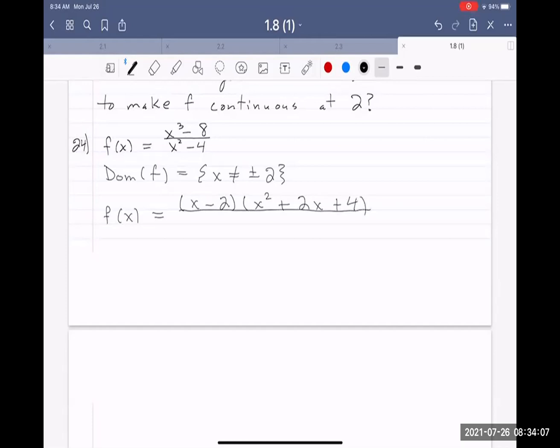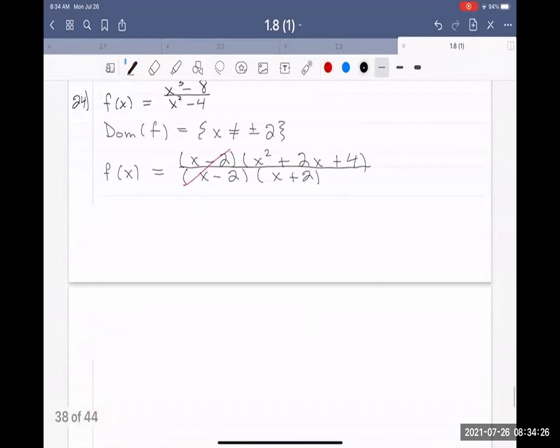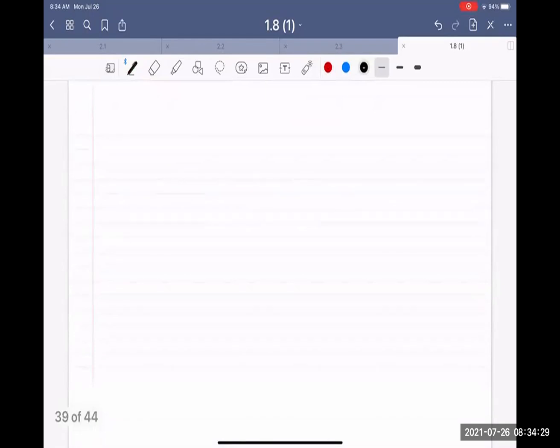And let's factor the denominator. I note that it's a difference of squares. So again, by the special product formula, this factors into x minus 2, x plus 2. And I have that the x minus 2's cancel. So I have f of x is equal to x squared plus 2x plus 4 over x plus 2.